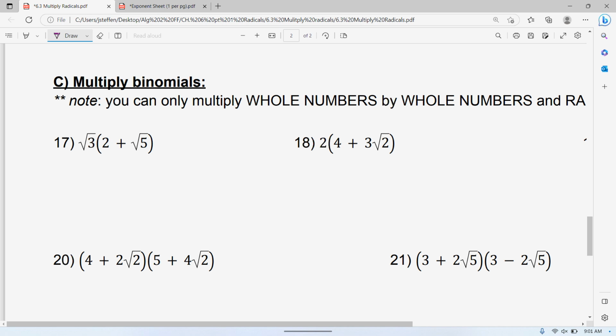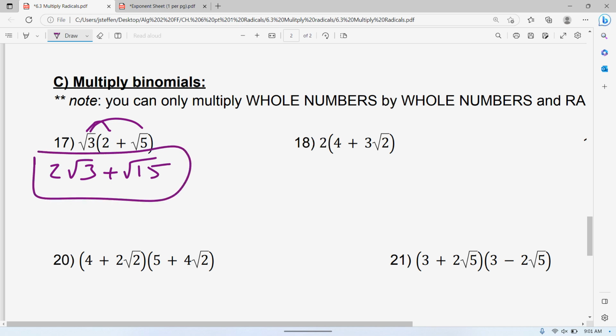So, for instance, this first one, sorry, square root of 3 times 2 is just 2 root 3. You can't do anything with that. Square root of 5, multiply those together, square root of 15. Check to see if you can reduce any of those radicals. You can't, so that's your answer. I should have picked one that you could reduce, but I guess I didn't.